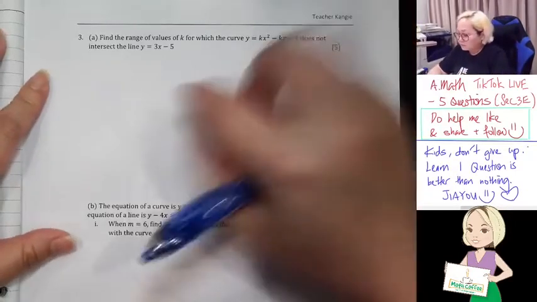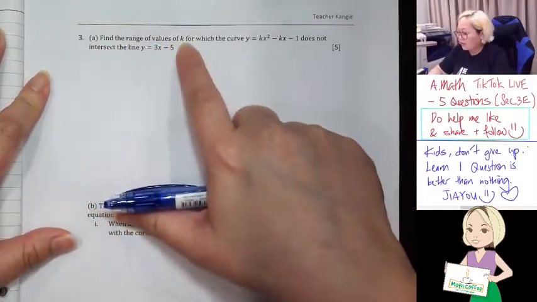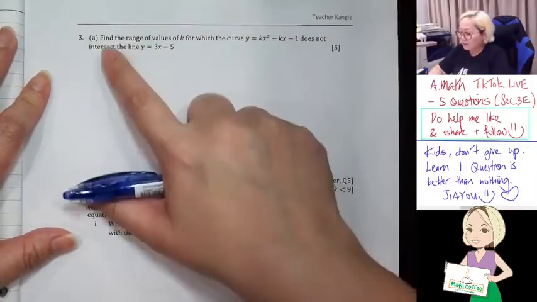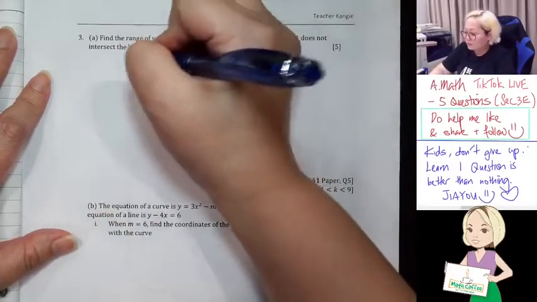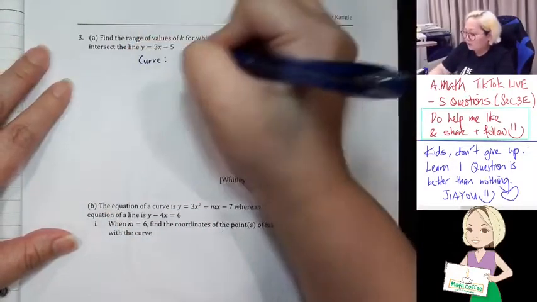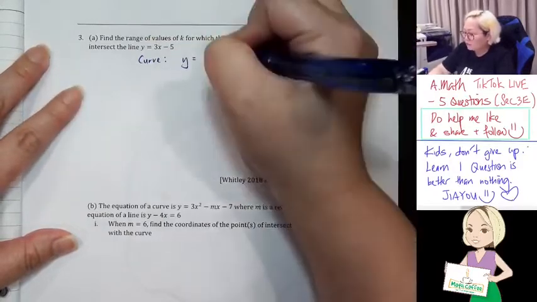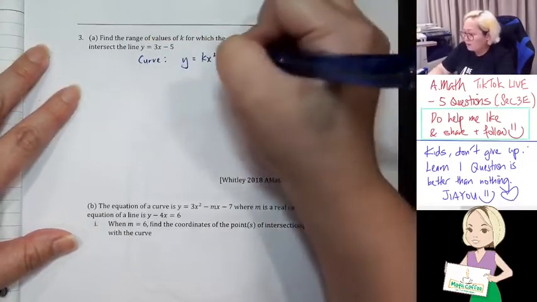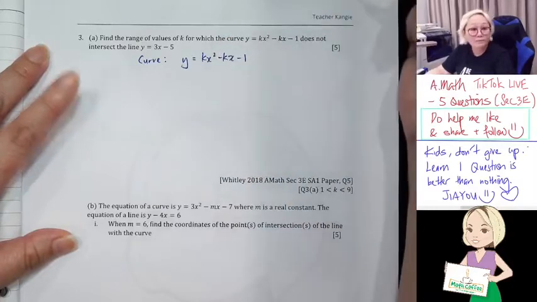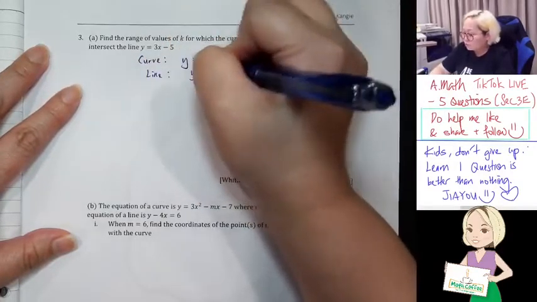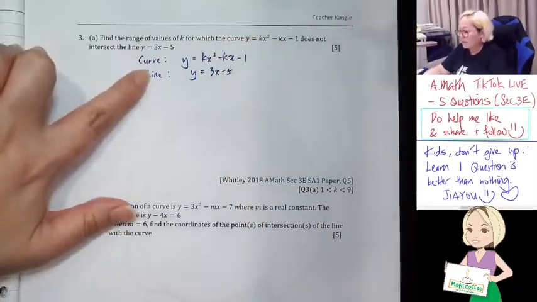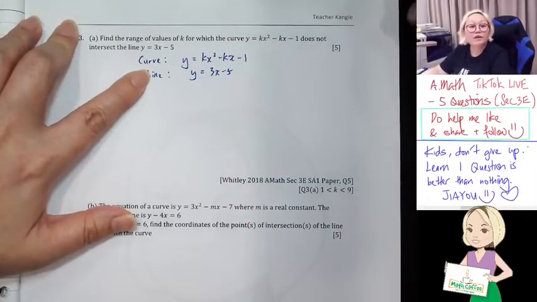Okay, next. Find the range of k for which the curve does not intersect the line. So usually what I do is the curve equation I will just write. So this is the curve. I will write out the equation. So it's y equals kx squared minus kx minus 1. Then the line for this case is y equals 3x minus 5. Curve and a line. So they ask you to find the range of values of k.